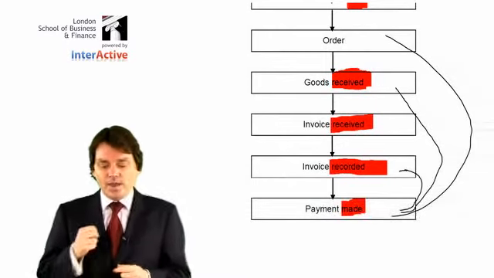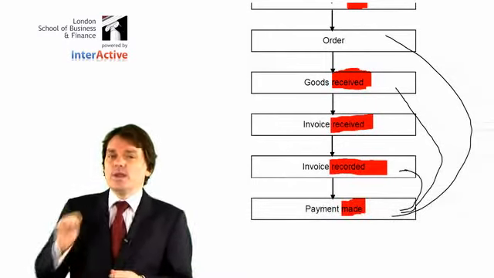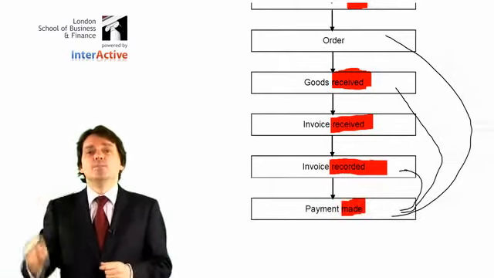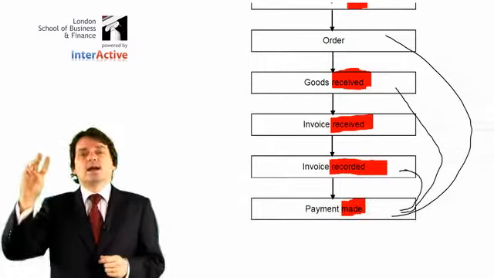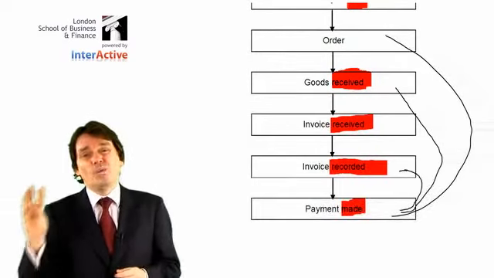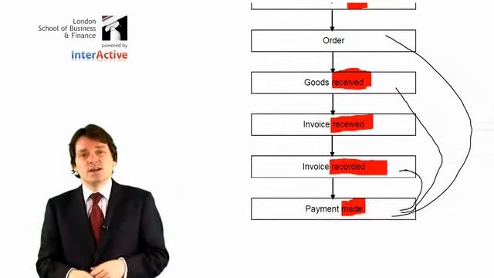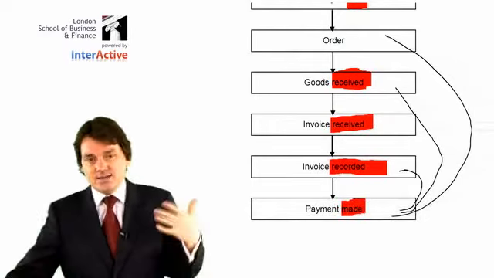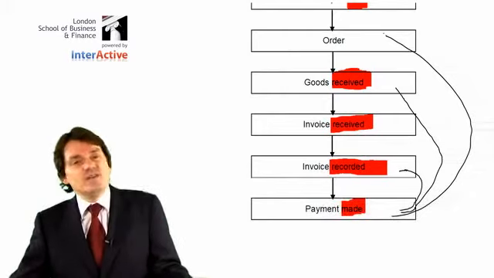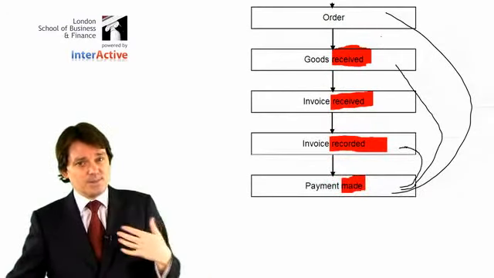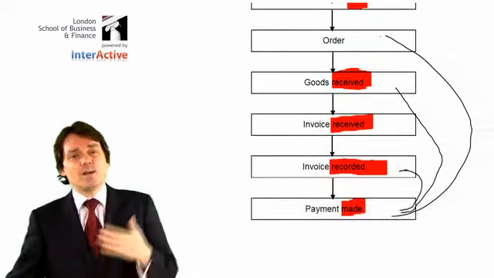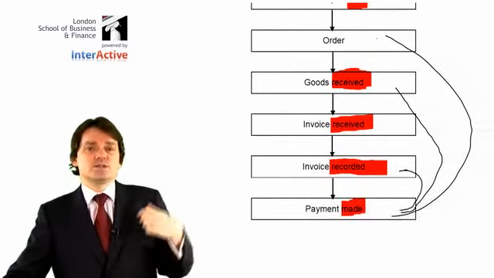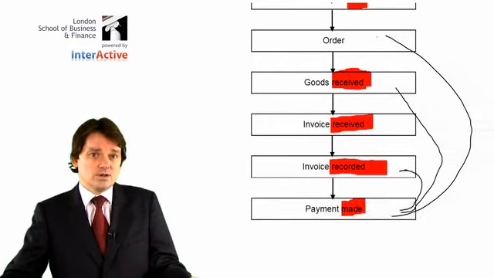So before we actually make a payment, we should check that A, we've got an invoice, B, we've received the goods, and C, that those goods are what we actually ordered in the first place. If one of those bits of paper is missing, then we're not going to pay the invoice. So again, I hope you can see that it's very important that we have all these pieces of paper. Otherwise, we will end up paying for things that we never received, paying for things that we never actually ordered.